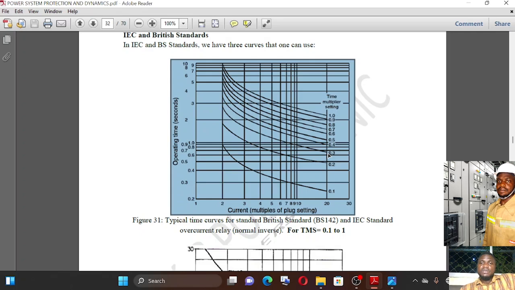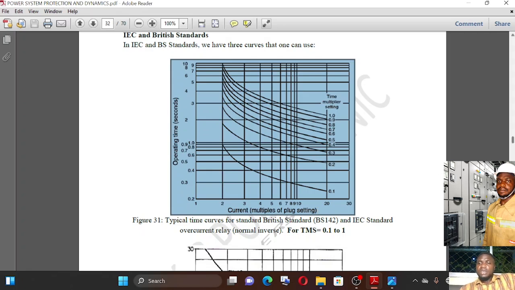You see, for example, for curve 0.3, time multiplier setting 0.3, here's the curve, and so on and so forth. So if you are using a particular time multiplier, for example 0.3, and the multiple of plug setting is probably at 10, you have to find where it cuts that time multiplier curve of 0.3. From there you extrapolate horizontally to get the operating time of that relay for that amount of current.